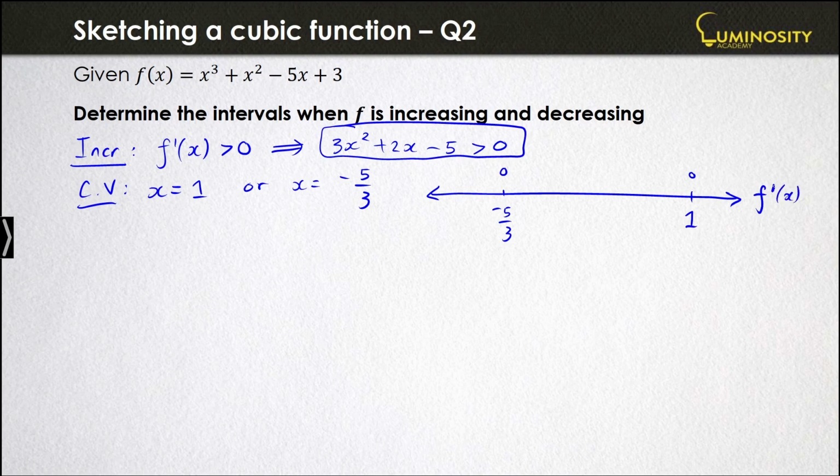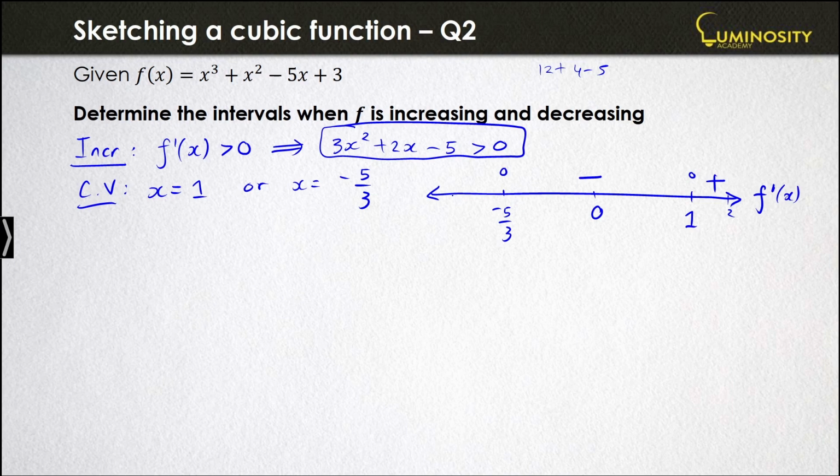Okay, so if I plug in a number bigger than 1, let's say 2. 2 squared is 4 times 3 is 12. 2 times 2 is 4 minus 5. So it's going to be a positive number. Then let's take 0 in between. That's in between negative 5 over 3 and 1. Then I'm left with a negative value.